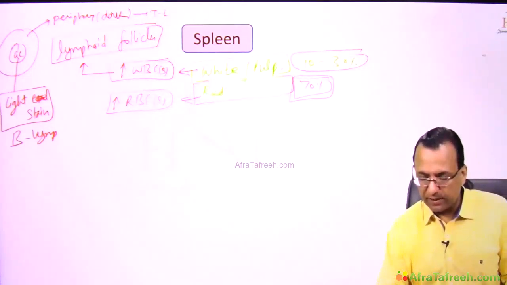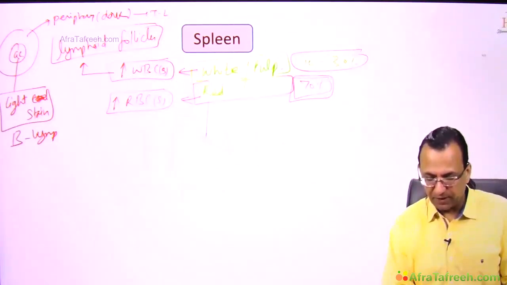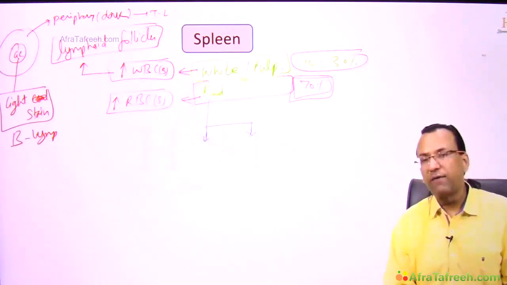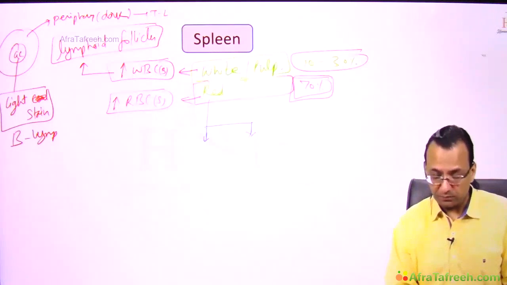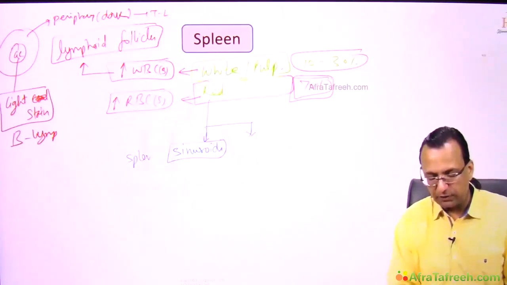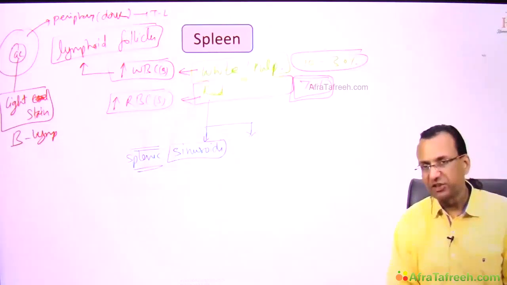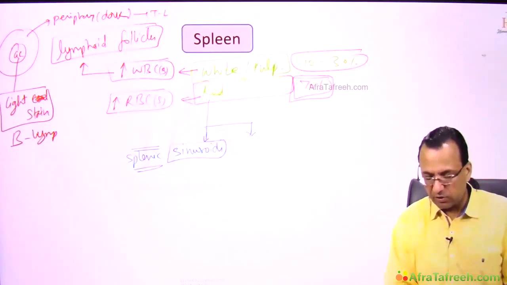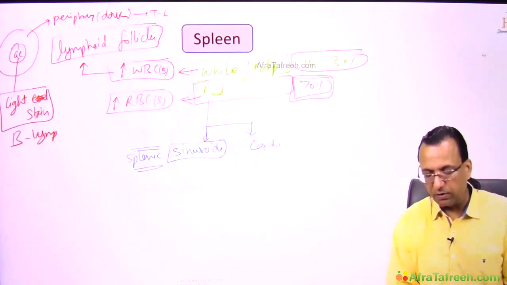Red pulp is identified by two factors. What are the two identifying features? Number one, there will be splenic sinusoids filled with a lot of blood. Yes. And the other thing is called the splenic cords of Billroth.